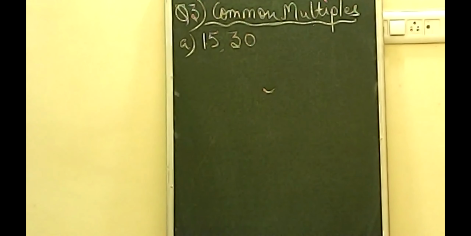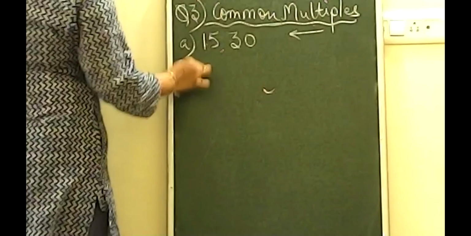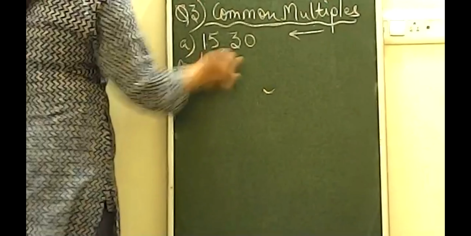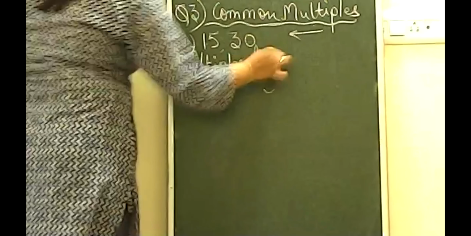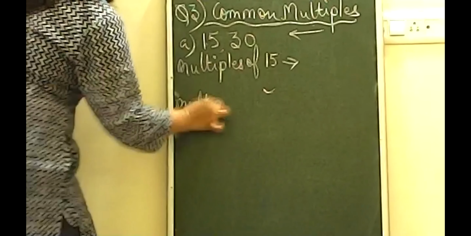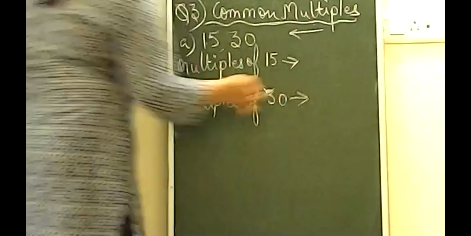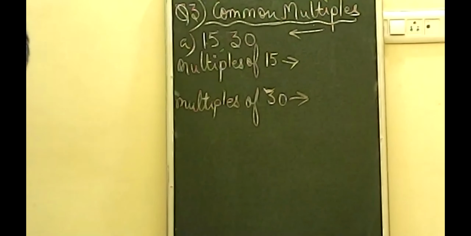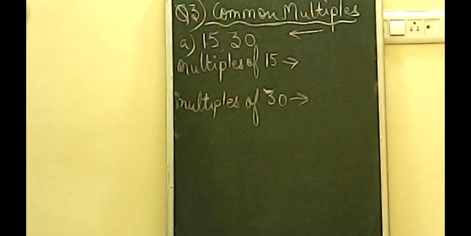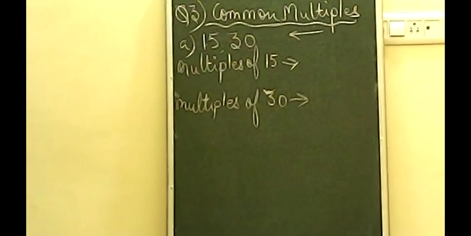It is written here, multiples. So beta, the first step, again we will do it backward. Backward means first we will find their multiples. So multiples of 15, multiples of 30. Now you must be knowing beta they are very large numbers. And the second thing is multiples are endless. There are so many multiples to write. So what do we have to do? We will choose some multiples only. We will not take so many multiples.